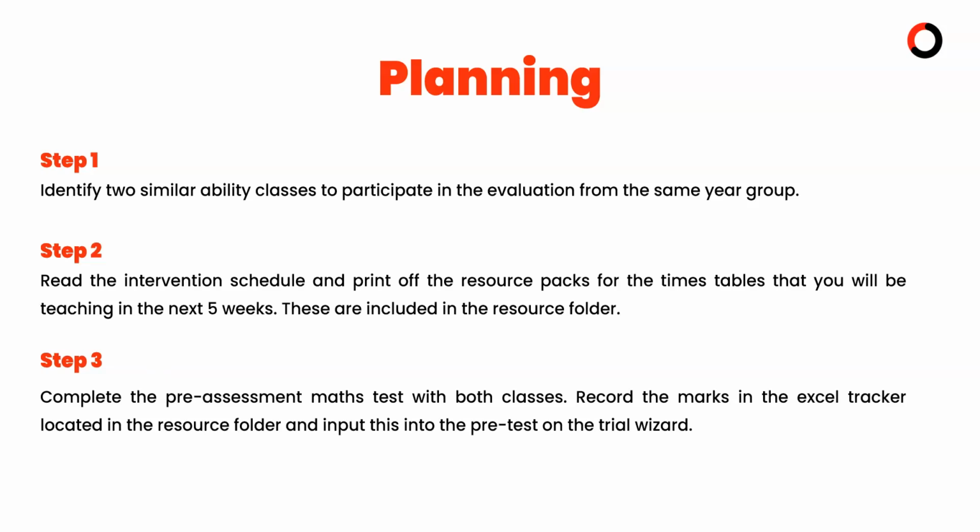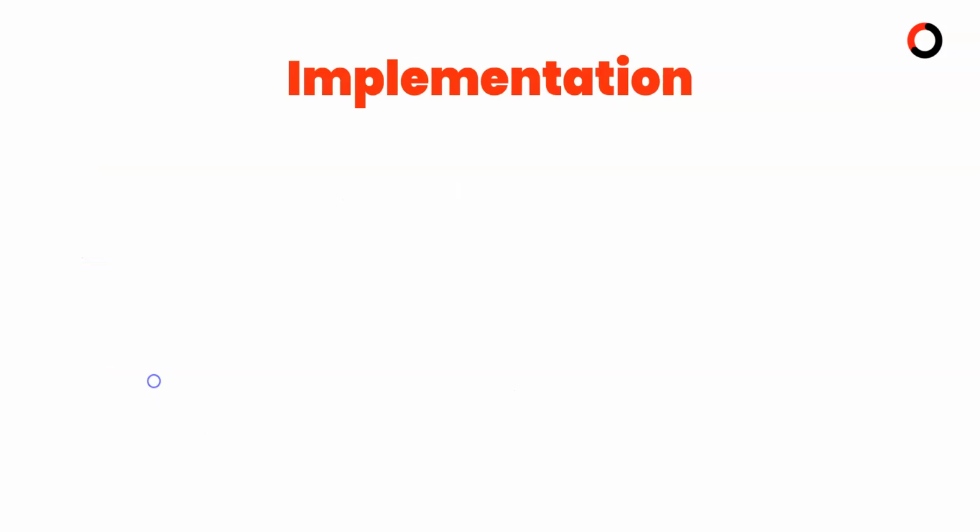Step 3. Complete the pre-assessment maths test with both classes. Record the marks in the Excel tracker that's located in the resource folder and input these into the pre-test on the trial wizard. As you're using class level data, we advise that one teacher reads out the score and the other one inputs this into the platform. It will speed up the process.